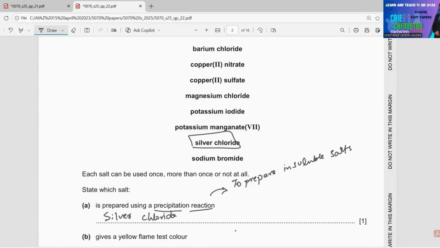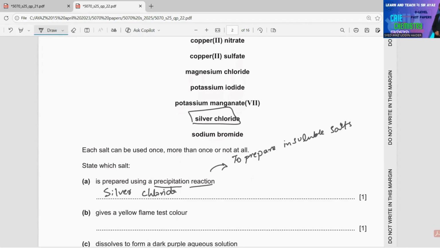Part B, gives a yellow flame test color. Now this is something which you have to learn by heart. Yellow flame test color is of sodium ions. This is a test for the sodium ions. And if you look at the list, you will find sodium bromide. So you'll write sodium bromide as its answer.